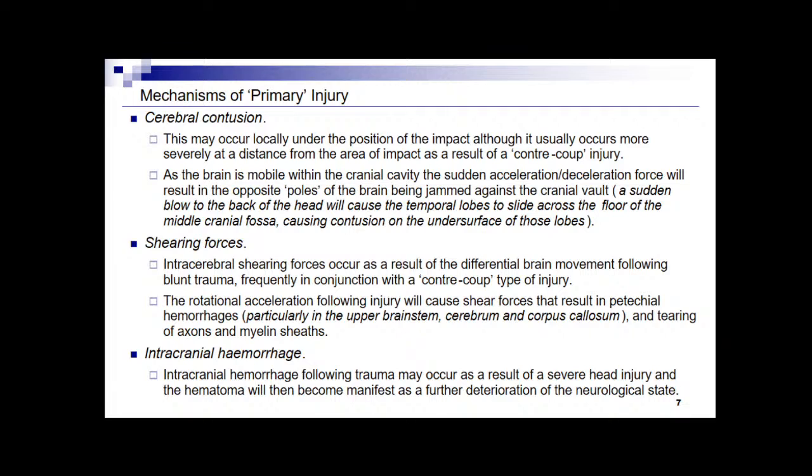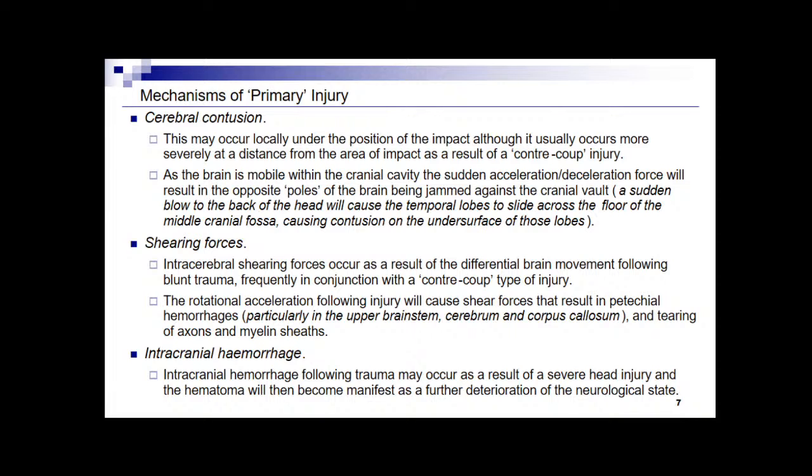Cerebral contusion. This may occur locally under the position of the impact, although it usually occurs more severely at a distance from the area of impact as a result of counter-coup injury. Contusion is a local lesion of the brain cortex at two places: at the place of the application of the initial mechanical force and on the opposite places.